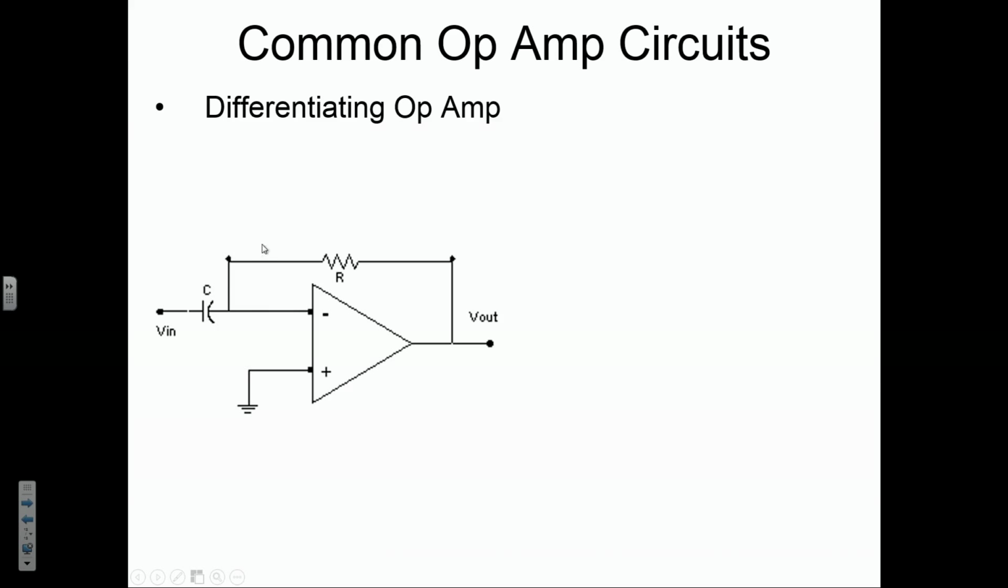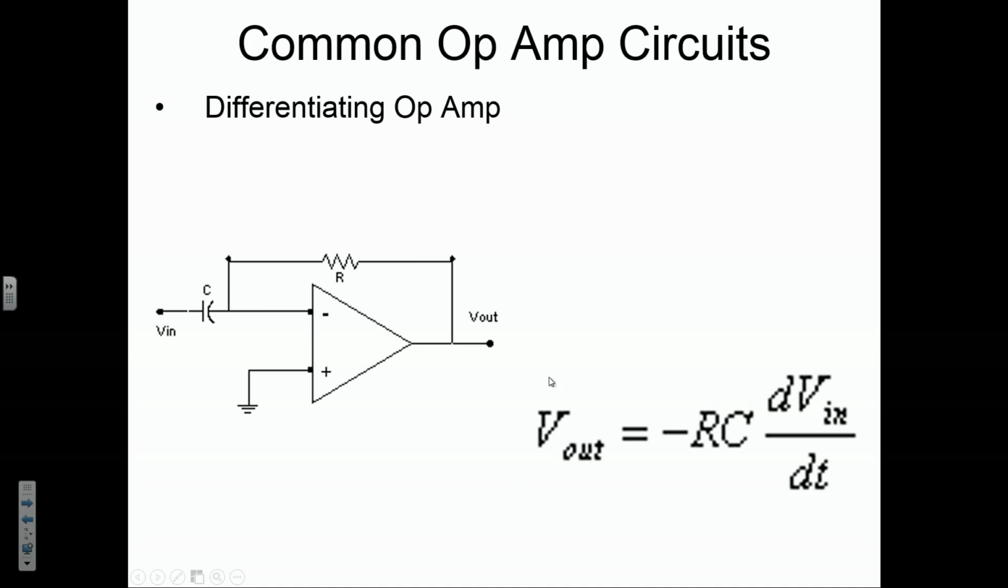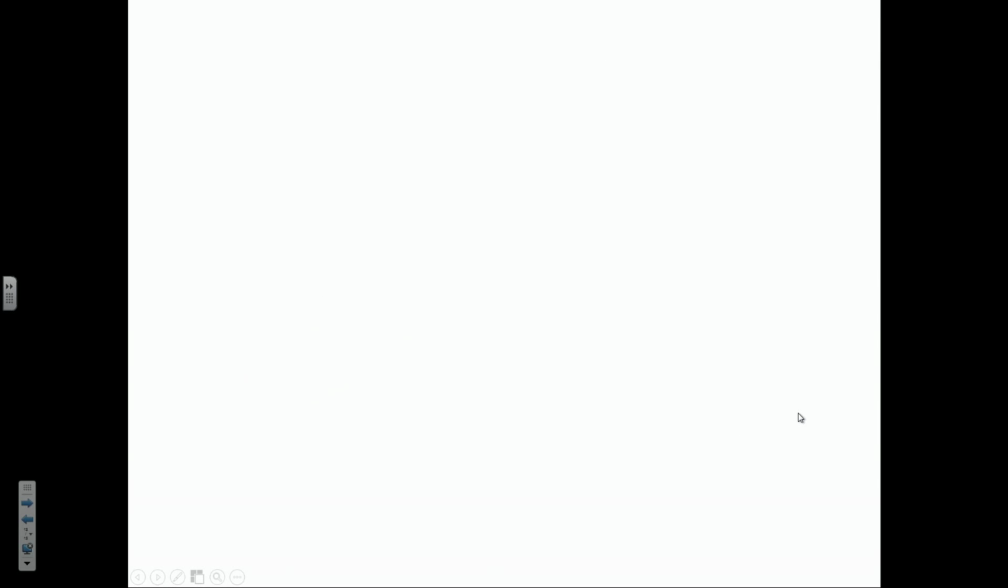The differentiating op-amp is almost identical to the integrating op-amp, except the resistor and the capacitor are switched in position. And the transfer function for this is V out is equal to minus RC. Again, RC is the gain term, and there's a minus sign because input is coming into the inverting terminal, times the derivative of the voltage input with respect to time. So basically you're getting the slope, okay? You're getting a gain times the slope of the change in voltage. Differentiating op-amp.